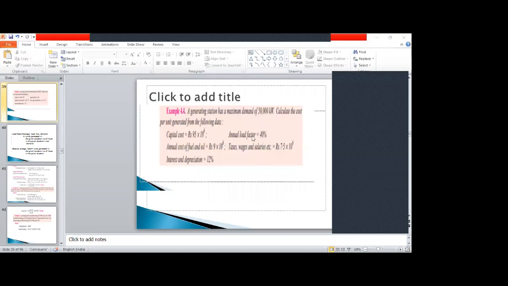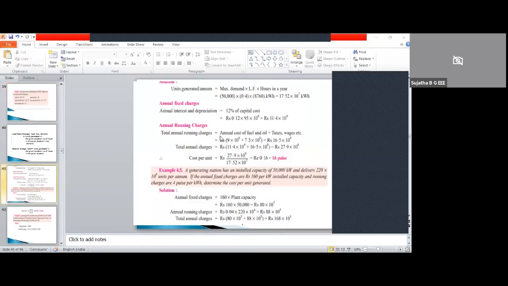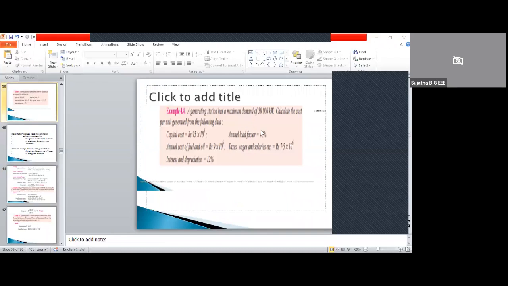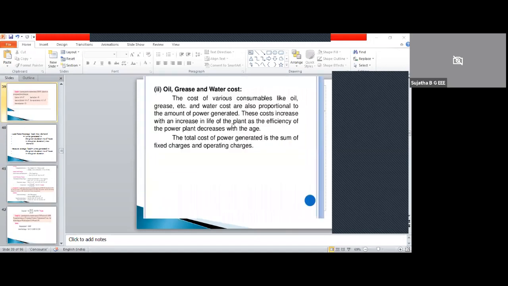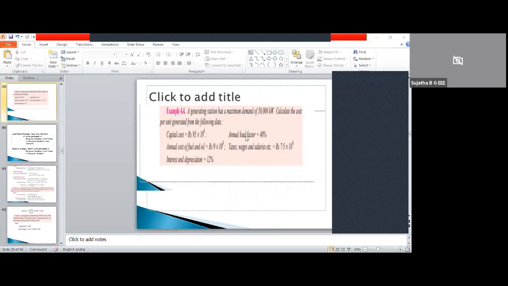Now we will see how we solve this. See, since your load factor is given, to make use of this load factor, whatever data is specified, you have to make use of this. Here you are asked to calculate the cost per unit generated. So first we will calculate the total number of units generated. This can be estimated from the load factor, because we know that load factor is equal to average load divided by maximum demand. How do we calculate average load?